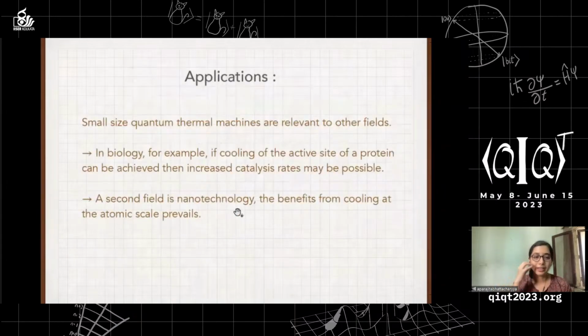Okay. And small-sized quantum thermal machines are relevant to various fields. So these are the applications in biology. For example, if cooling of the active site of a protein can be achieved, then increased catalysis rates may be possible, and there quantum refrigerators may be useful. And second, nanotechnology also benefits from cooling at the atomic scale.